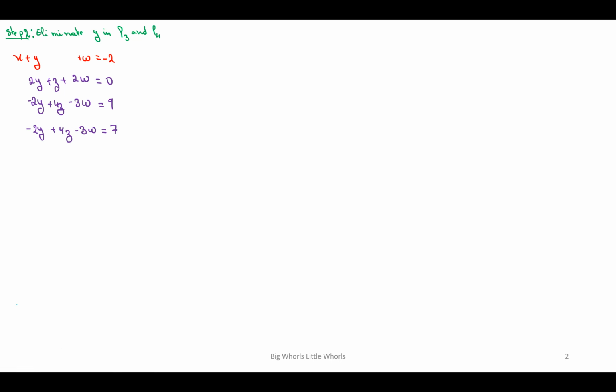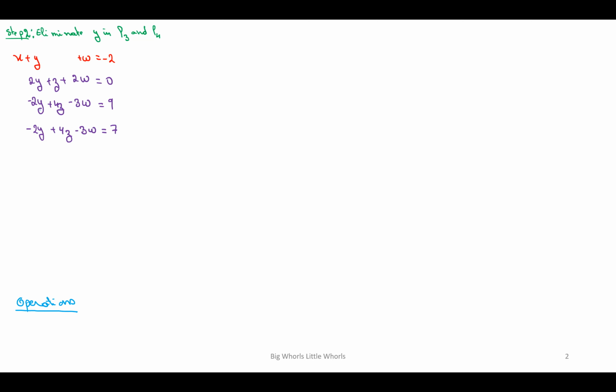So would you write operations here? So what are we going to do? I'm going to change row 3 and row 4. Okay, so I'm going to use row 2. Row 2, we have 2y. And I want to use 2y to eliminate minus 2y in row 3 and minus 2y in row 4.